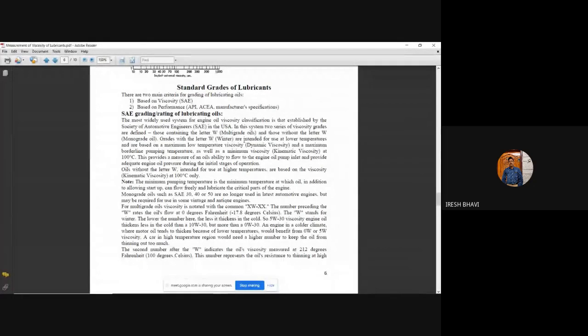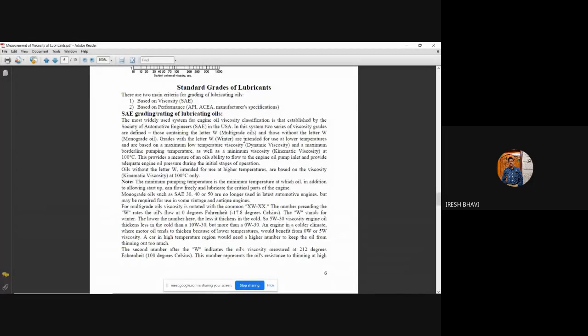Suppose SAE 30 means what? It is a monograde. It is a single type of lubricating oil, having only a single grade. It means it can be used either in summer or in winter, but it cannot be used in both summer and winter. And lubricating oil should be such that it can be used in all temperatures.